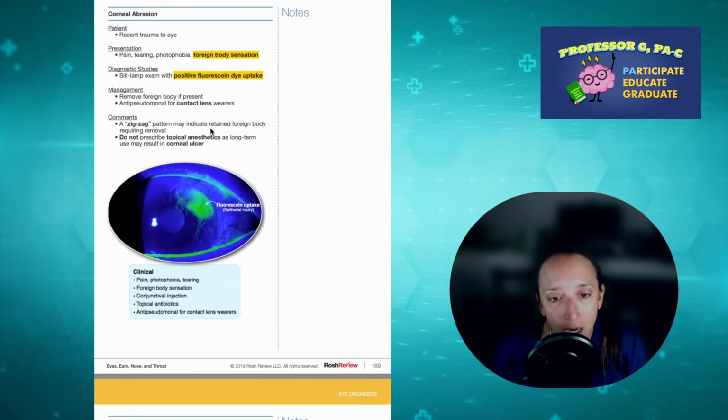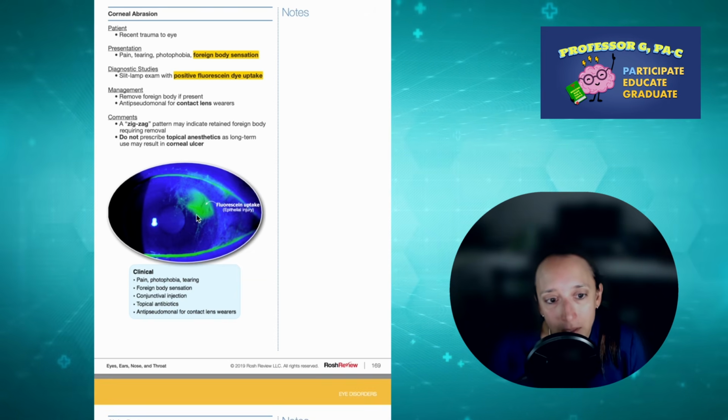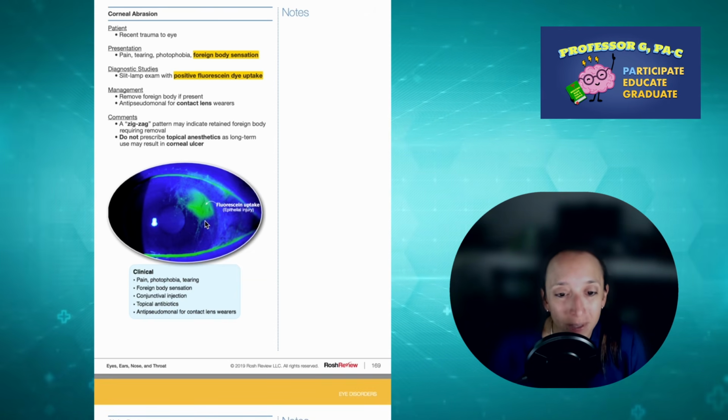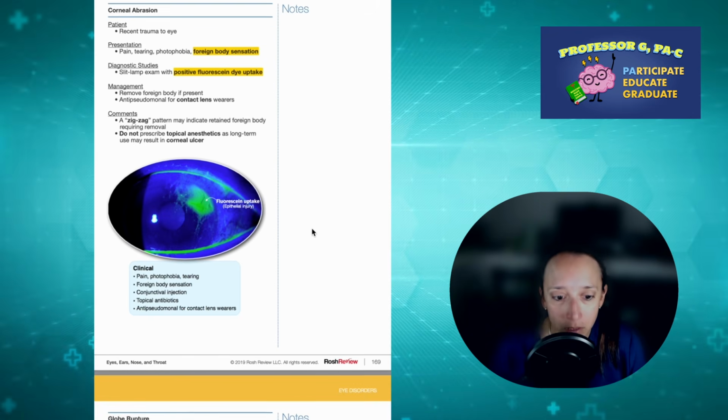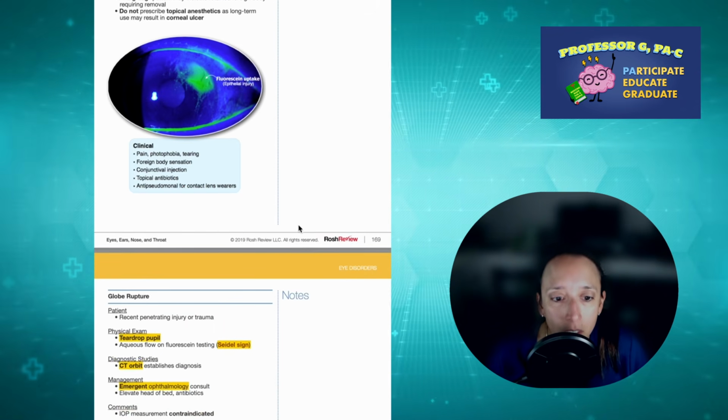And we don't want to prescribe the topical anesthetics that we might use during the staining process, like proparacaine, because long-term use can result in a corneal ulcer since they won't be able to feel it when it hurts. So make sure that you take those drops out of the room after you're done using them.